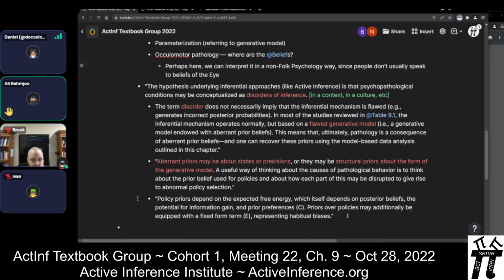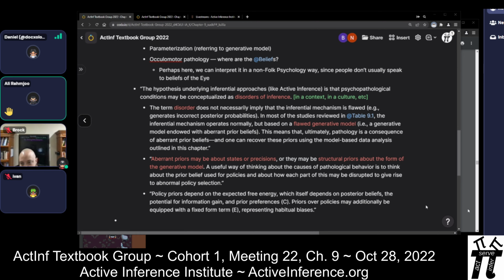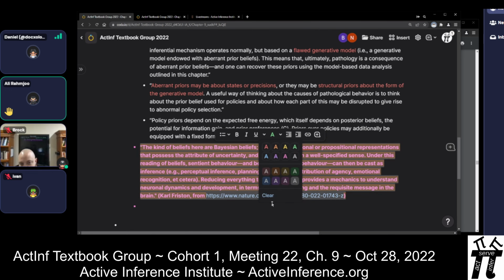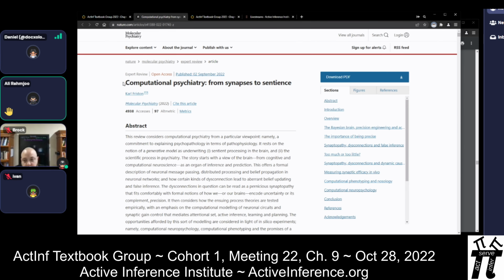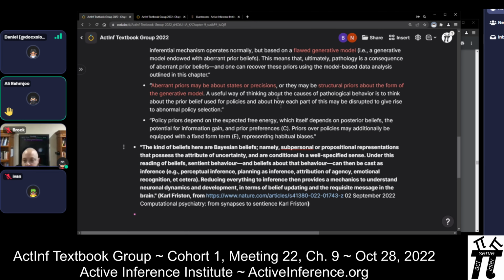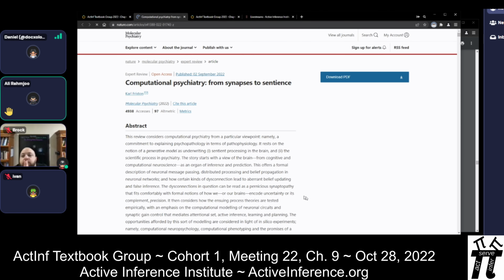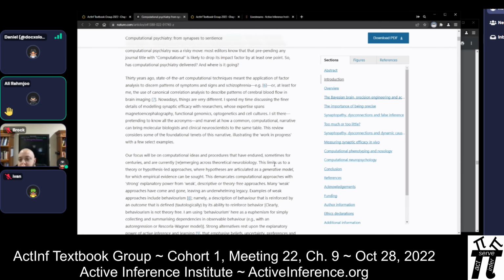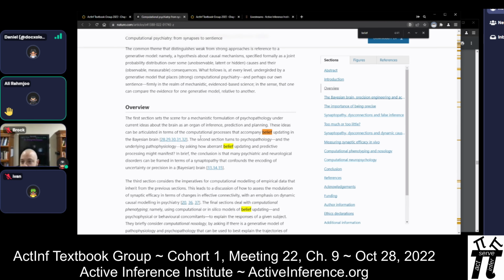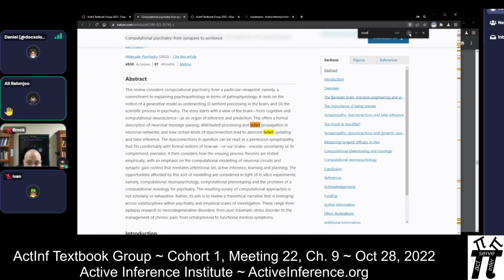Yes, for what it's worth, I also put a quote from this recent paper by Carl Friston from a couple of months ago, which is, by the way, a great overview of this whole field of computational psychiatry through the lens of active inference. And here it provides a clear and explicit definition of the term belief used in this area. So I thought that might be helpful here. The kind of beliefs here are Bayesian beliefs, and then it goes on to describe what Bayesian beliefs mean.